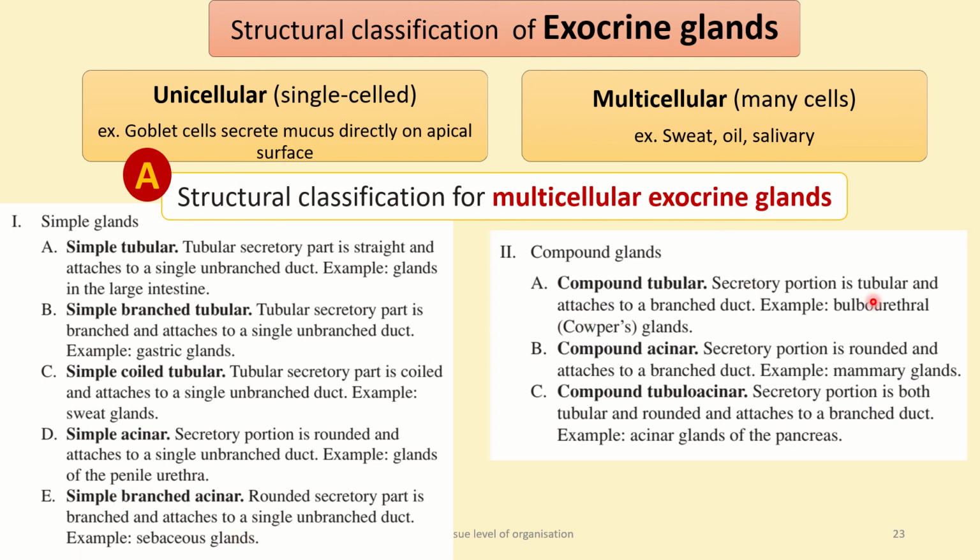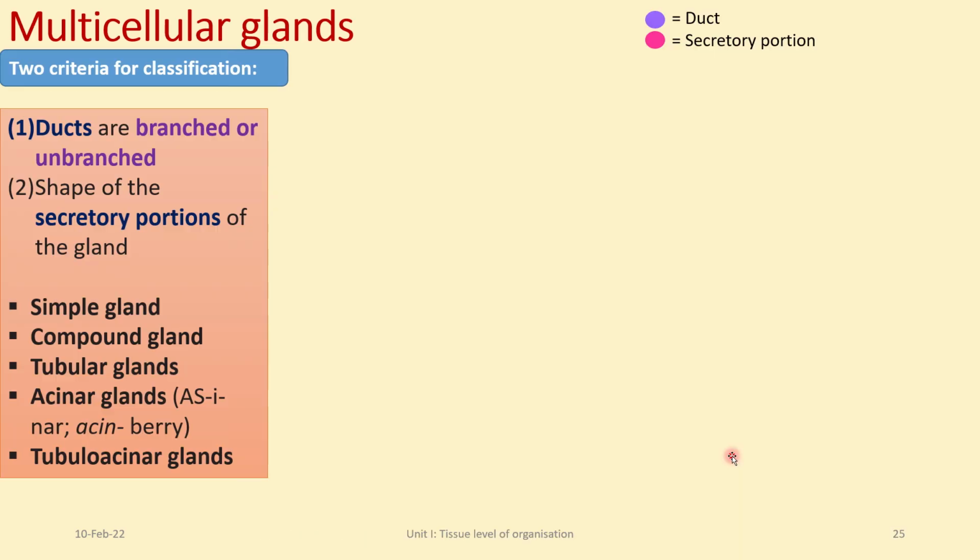Compound tubular examples are bulbourethral Cowper glands. As the name suggests, compound tubular, so they are bulbourethral Cowper glands. Compound acinar examples are mammary glands. And compound tubular acinar examples are acinar glands of the pancreas. I request you all to take some time, write down each of these glands individually, draw their structures and try to classify them bit by bit.